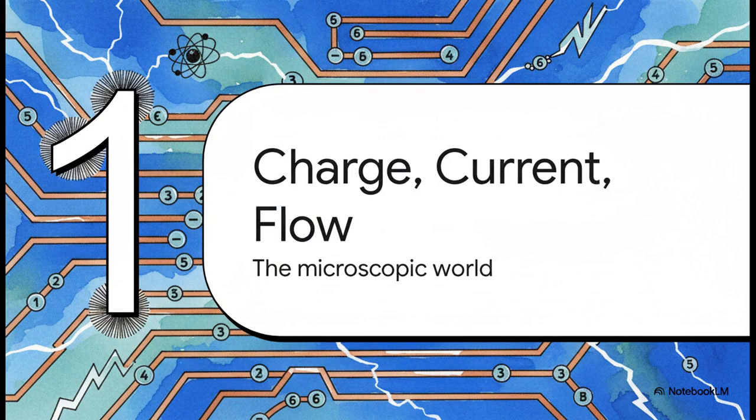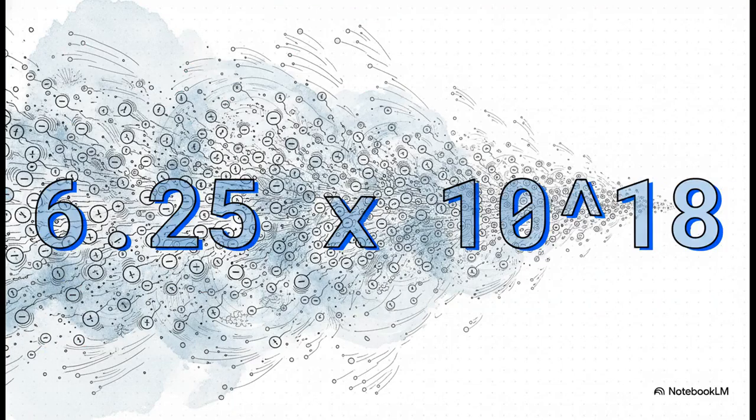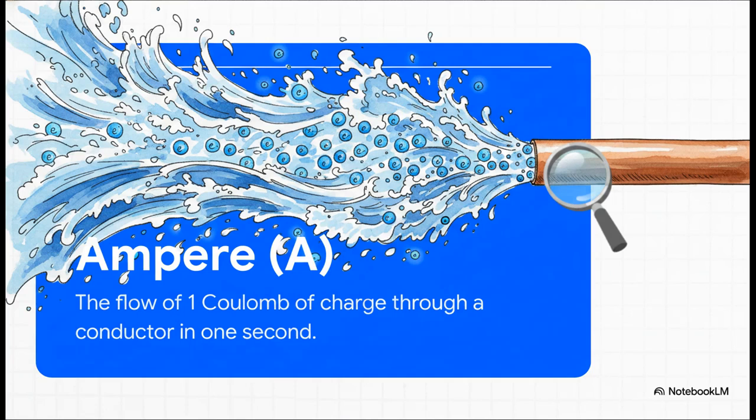Okay, part 1. Charge, current, and flow. Let's zoom way into the microscopic level. The sheer scale of what we're talking about here is just mind-boggling. In physics, we measure the quantity of electric charge in a unit called the coulomb. But here's the thing, a single electron carries a remarkably tiny fraction of a charge. So to get just 1 coulomb of negative charge, you need a massive, moving army of exactly 6.25 times 10 to the 18th power electrons. That is literally 6 quintillion 250 quadrillion electrons moving together just to make up one single standard unit of electrical charge. No way, right?